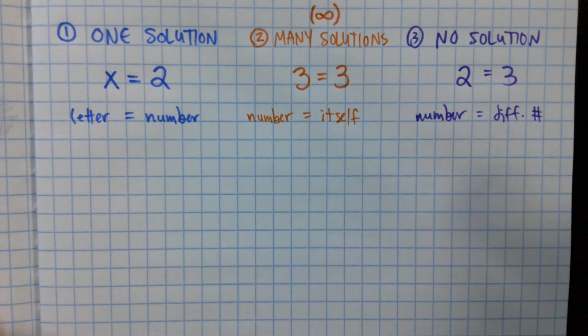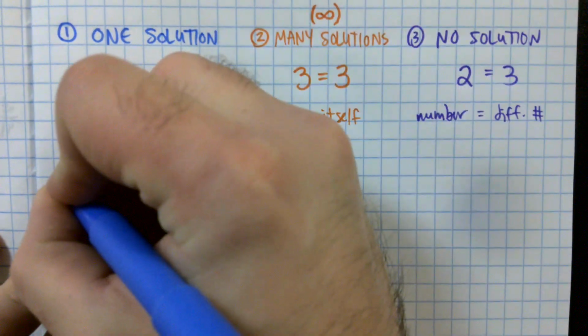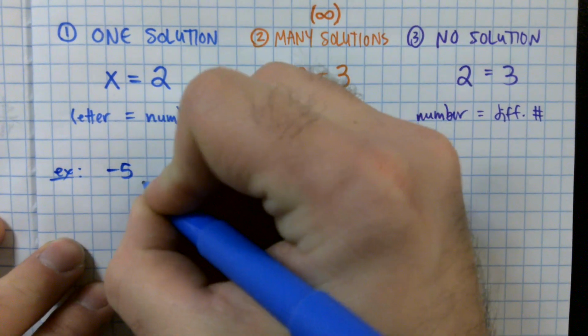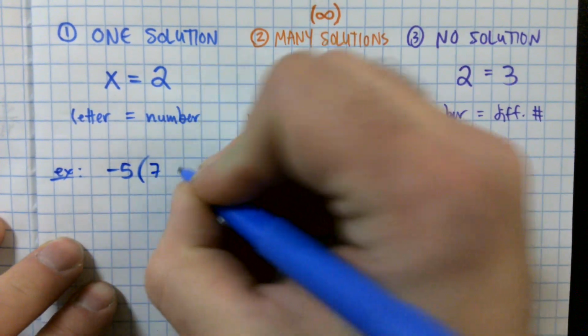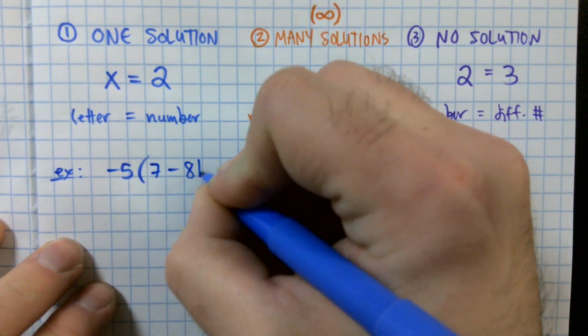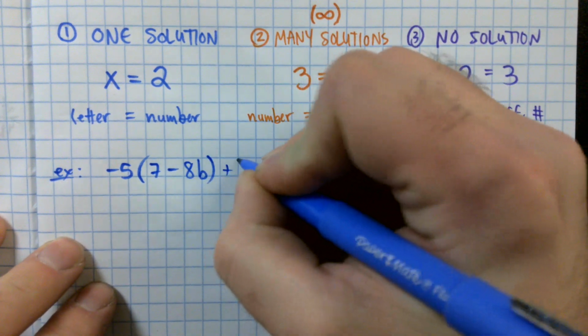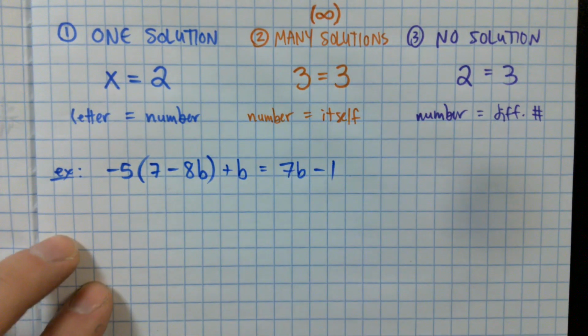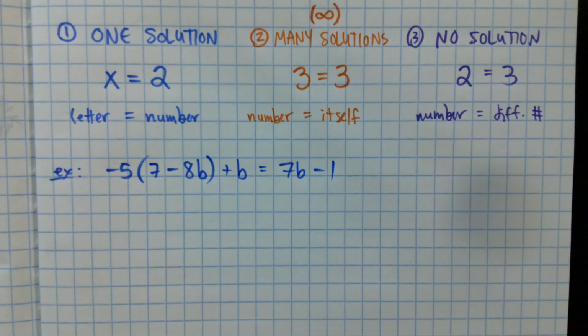So let's take a look. With our first example, let's say we've got an equation that looks like this: -5 times (7 minus 8b) plus b equals 7b minus 1. Don't get too freaked out. It'll be okay.